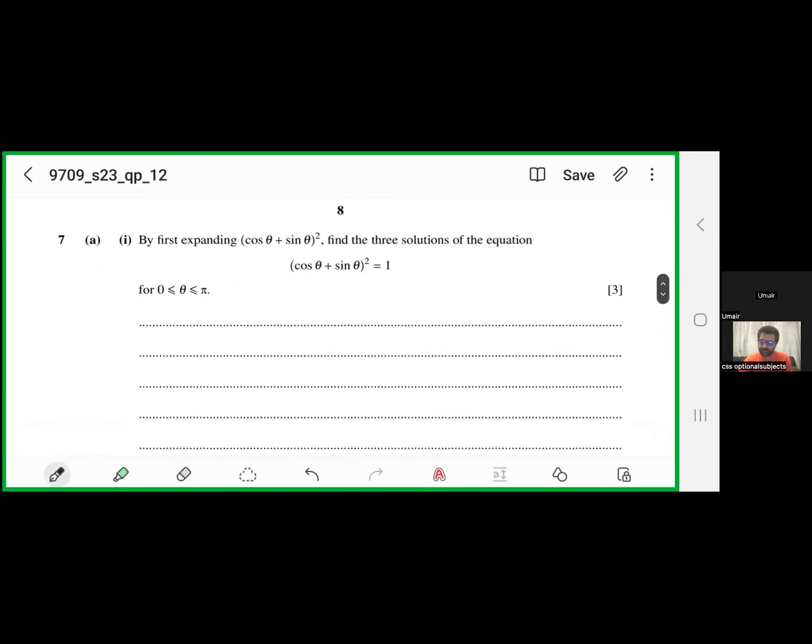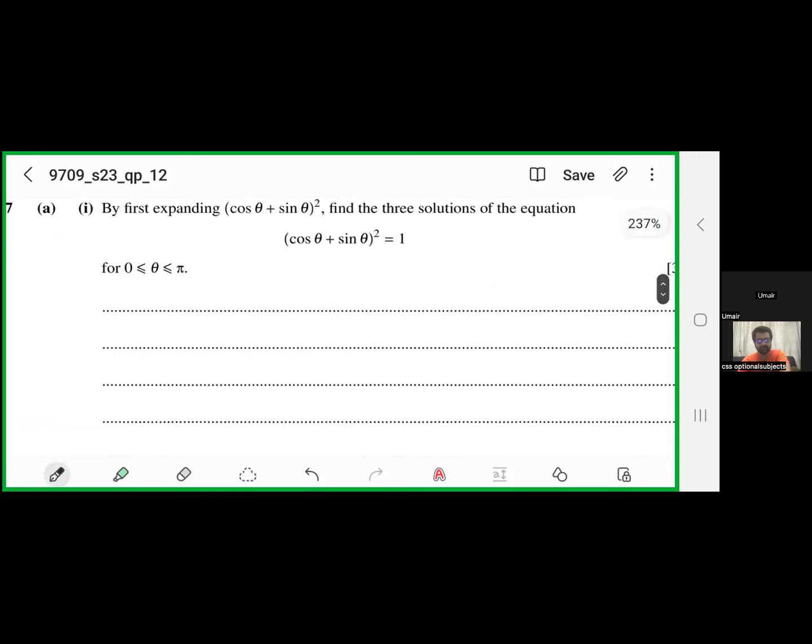The next question is question number 7. In question number 7, they are saying that by first expanding cos theta plus sin theta whole square, find 3 solutions of this equation. The equation is also given, and the range is also given for this equation. So let us expand this equation.